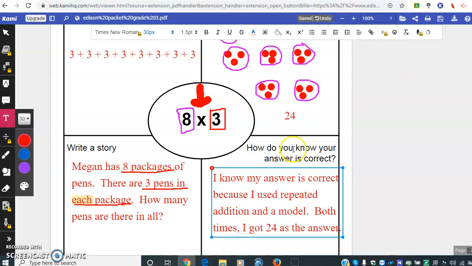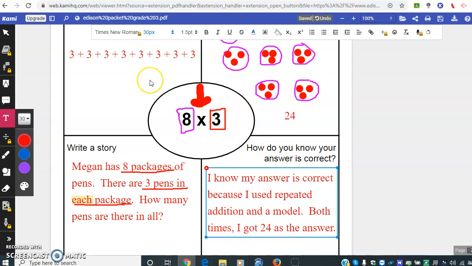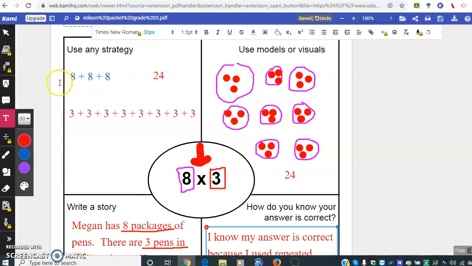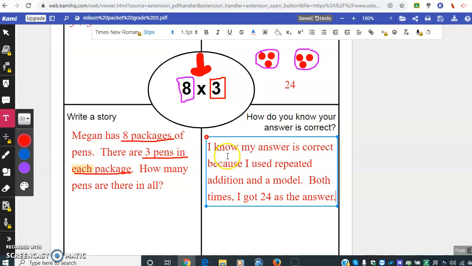So that's how I know my answer is correct. I used repeated addition, which you could also call skip counting. If you said this is skip counting, you're right, because I did use skip counting. I said 3, 6, 9, 12, 15, 18, 21, 24. So that is true. I used skip counting. Whichever one you say works. I know my answer is correct because I used repeated addition, or like I said, you could put skip counting here, and a model. Both times I got 24 as the answer.